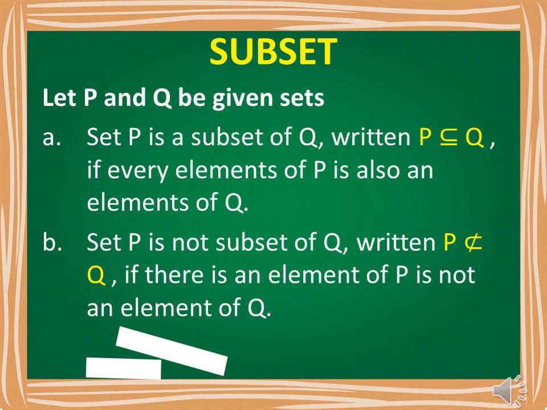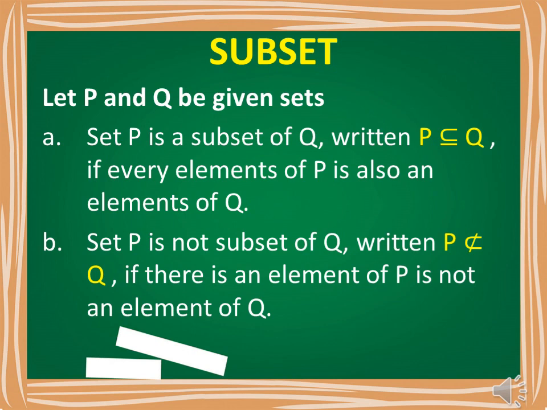But how about subset? Let P and Q be given sets. We have these conditions here. Set P is a subset of Q, written like this, if every element of P is also an element of Q. Letter B, set P is not a subset of Q, written like this, if there is an element of P that is not an element of Q.